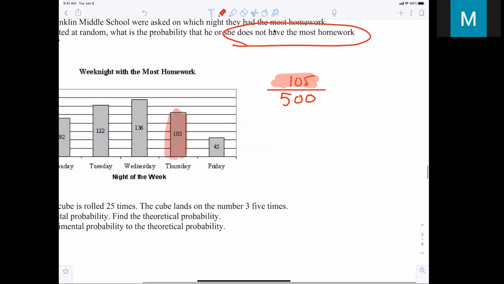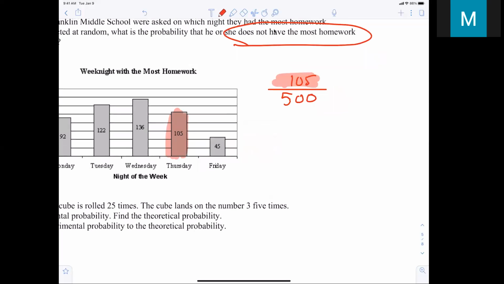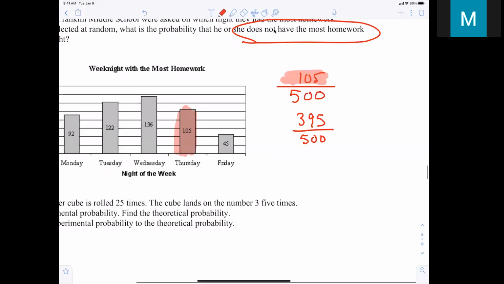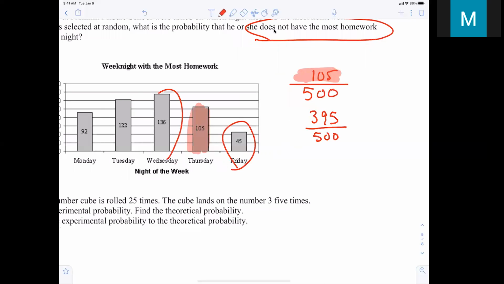All right, and tell me what that is. 395. That is correct. So we could say 395 out of 500. The other way everybody should see is they could just add all these numbers up. Do you agree with that, Molly? All right, now we have to reduce this.